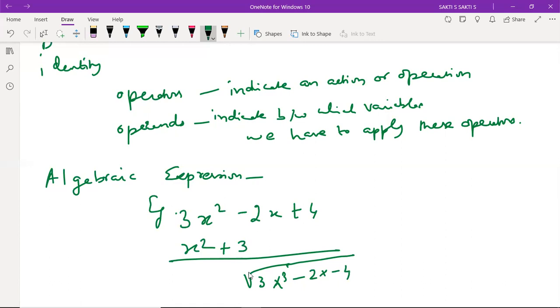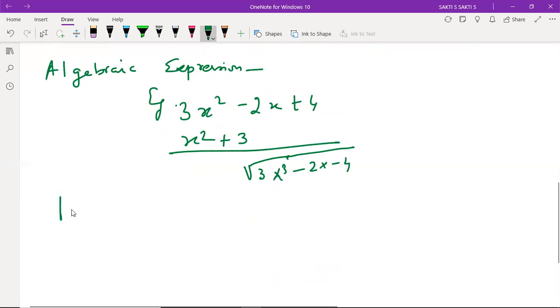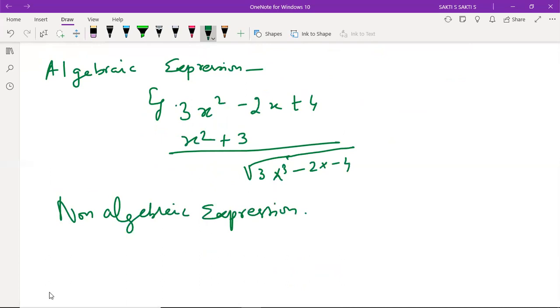So the total equation, you can call it an arithmetic expression, or you can call it an algebraic expression. On the other hand, you can have non-algebraic expressions like this. I can have sine of x, otherwise I can say 2 power x or log of x plus 1. So all these will come under non-algebraic expressions.